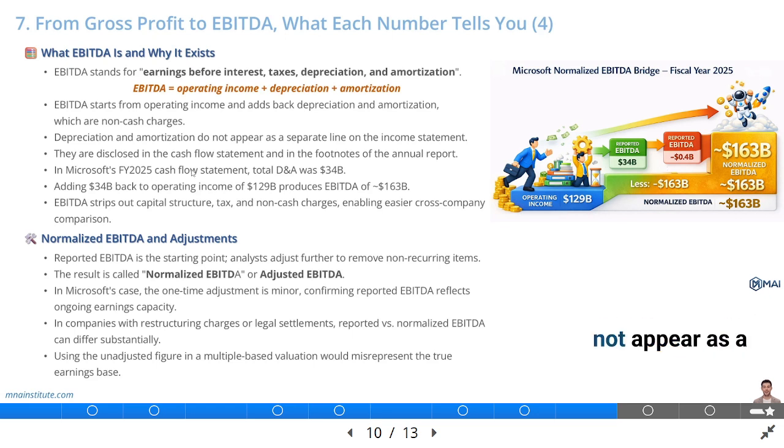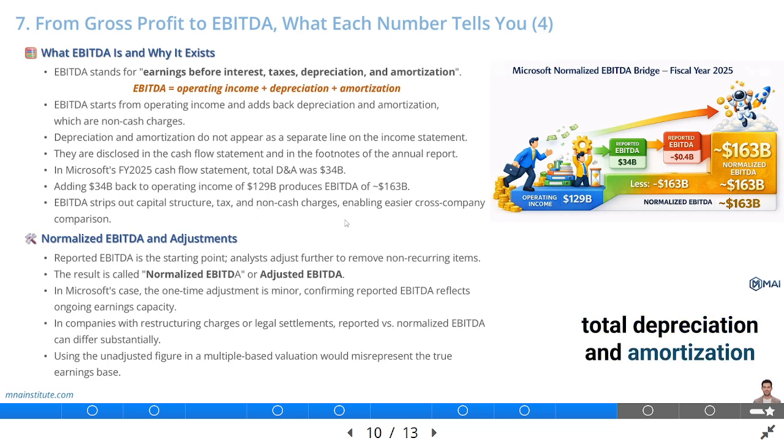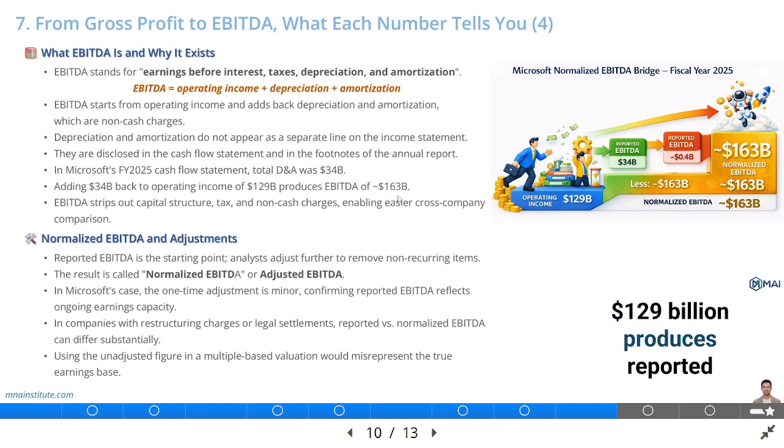Depreciation and amortization do not appear as a separate line on the income statement. They are disclosed in the cash flow statement under operating activities and in the footnotes of the annual report. In Microsoft's fiscal year 2025 cash flow statement, total depreciation and amortization was $34 billion. Adding that figure back to operating income of $129 billion produces reported EBITDA of approximately $163 billion.